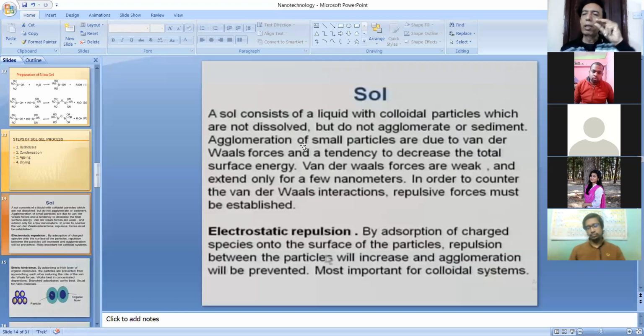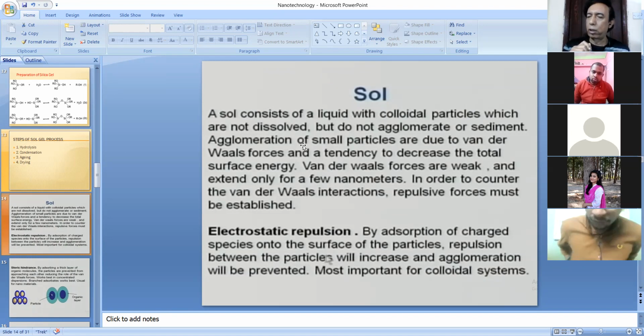In a sol, there is an electrical layer outside the sol. We call it an electrical double layer. What happens in a sol? Some ionic particles are absorbed at the surface of the sol. Say, for example, some cationic particles from the solvent are absorbed on the surface of that particle. So the particle becomes ionized. Say, for example, the particle becomes positively charged.